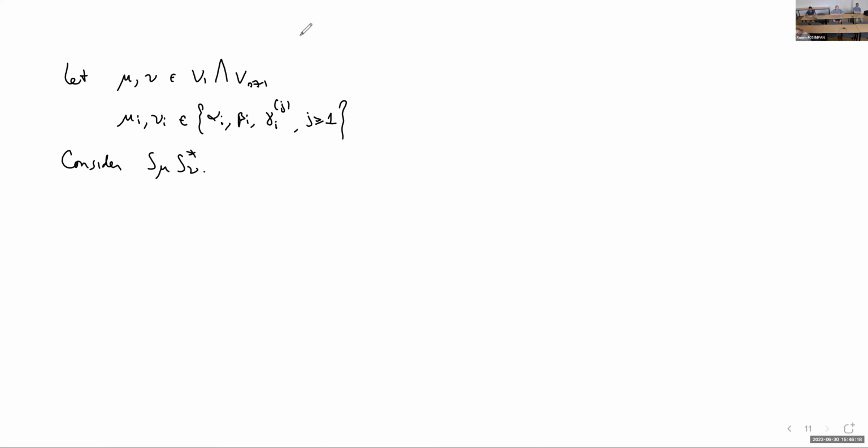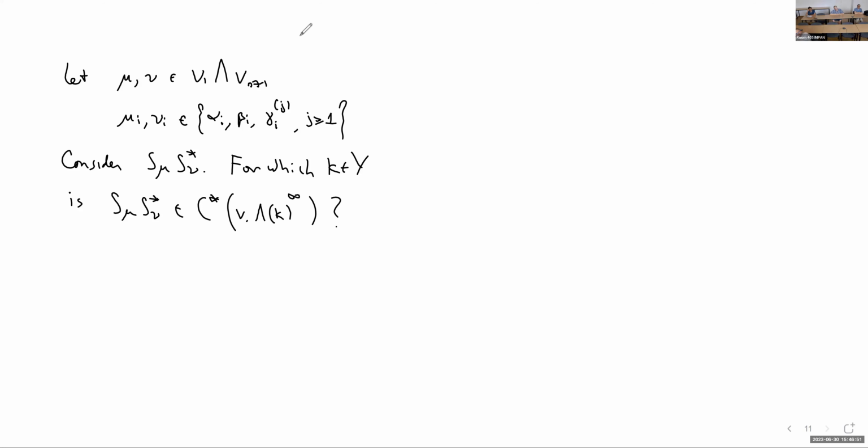And the question is, for which k in that space Y is this element S_mu S_nu star an element of my C star algebra? So I'm looking at, starting at V_1, I'll write lambda of k to indicate the dependence on k. And I'm, again, restricting to the infinite directed hereditary paths instead of the boundary.